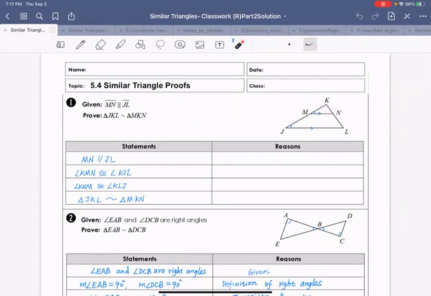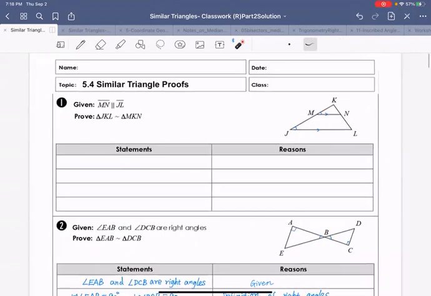Given segment MN is parallel to segment JL, and then you're trying to prove that triangle JKL is similar to triangle MKN. And then yeah. The first one is given. Sure, let's do this, okay? The way to do the proof is you copy down. You don't know what to do, you first copy down, okay? Let's copy down. Reason? Given.